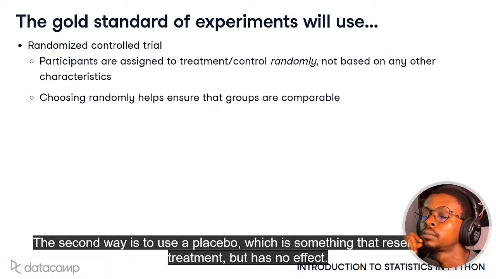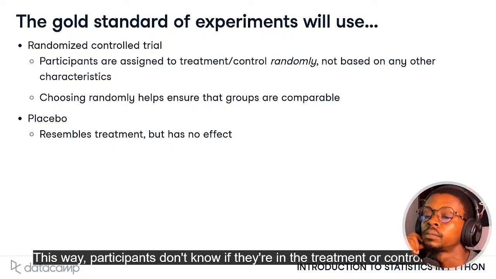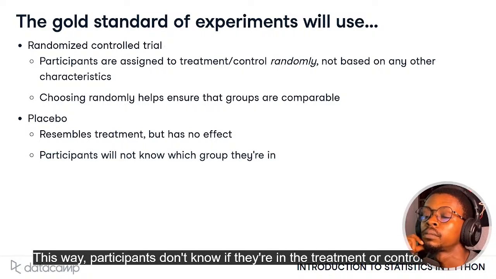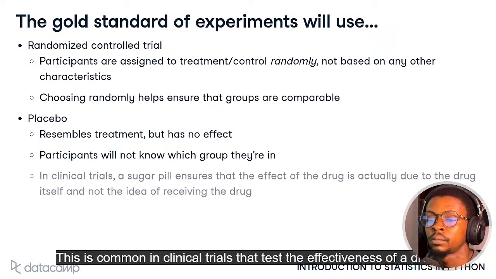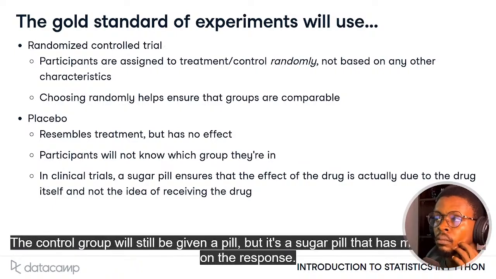The second way is to use a placebo, which is something that resembles the treatment but has no effect. This way, participants don't know if they're in the treatment or control group. This ensures that the effect of the treatment is due to the treatment itself, not the idea of getting the treatment. This is common in clinical trials that test the effectiveness of a drug. The control group will still be given a pill, but it's a sugar pill that has minimal effects on the response.